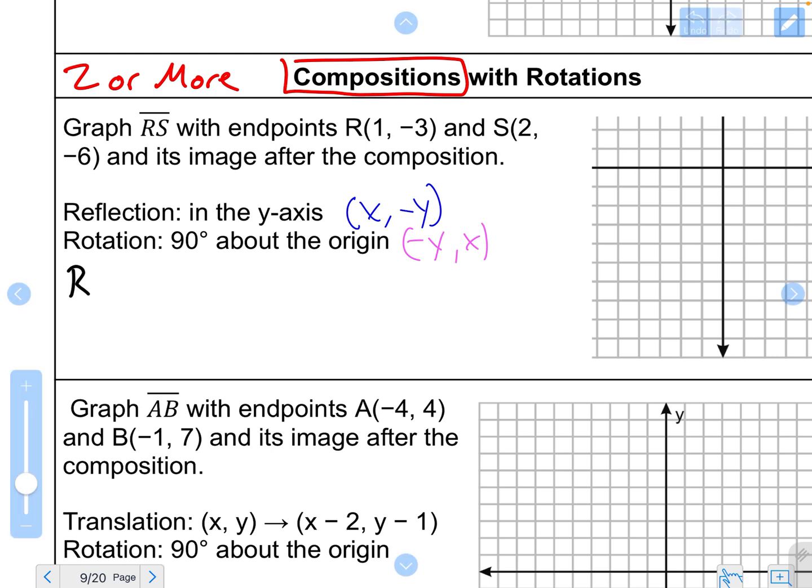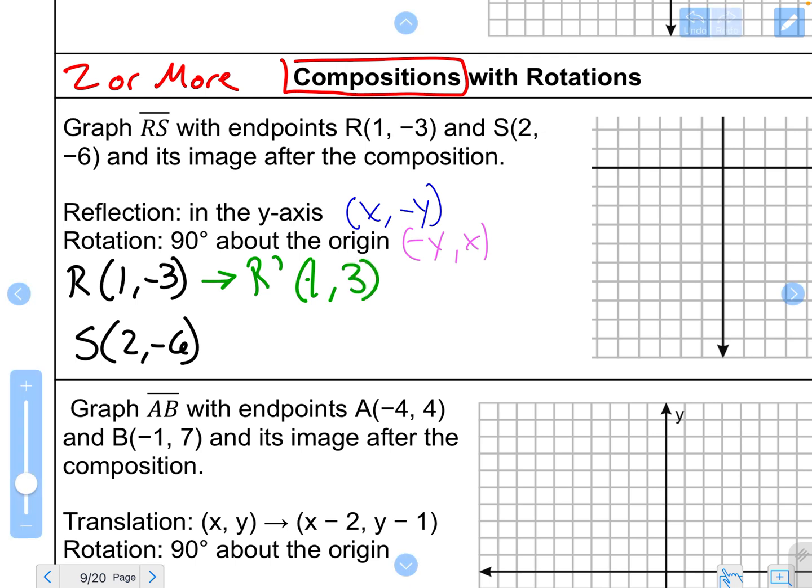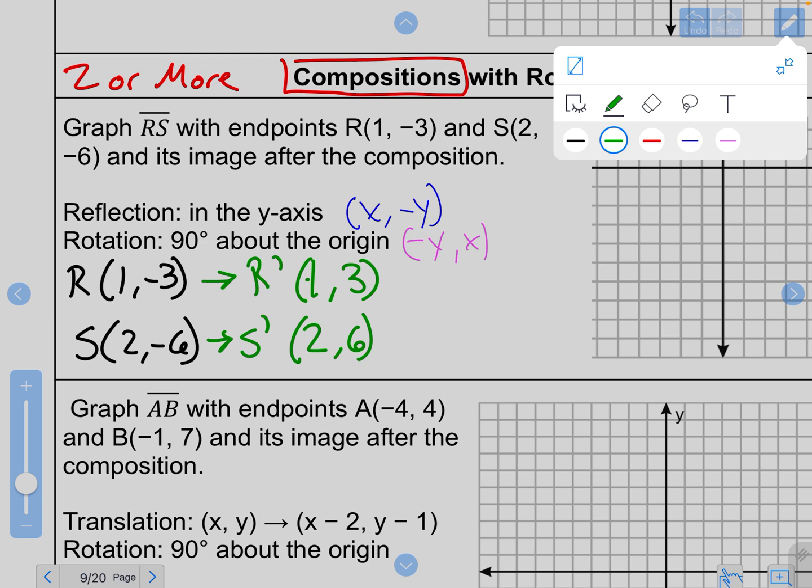So if we take r, just r, which is (1, -3), and s, which is (2, -6). If we perform our first transformation, which is just to make the y negative, r prime is going to be (1, 3), because the negative and negative makes it positive. So then s prime is going to be (2, 6), because again, our reflection in the y-axis. Oh no, that was the x-axis. Sorry guys, I wrote the wrong rule.